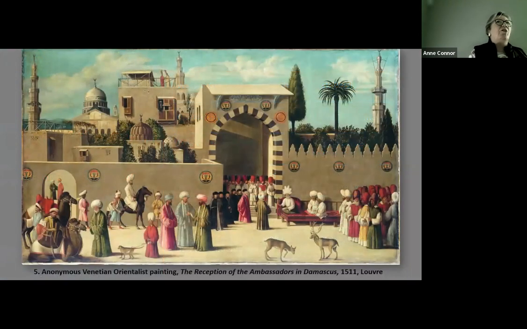So we see from the Renaissance, we see a lot of representation of the Orient. This is a painting dating back to 1511, showing the reception of the ambassadors in Damascus. And so you have that representation by a Venetian painter of that world of the Orient, which is accurate, except for the deers that you see at the front. They did not exist in the Middle East at that time, and were kind of added and giving that kind of more Western image of the whole scene.